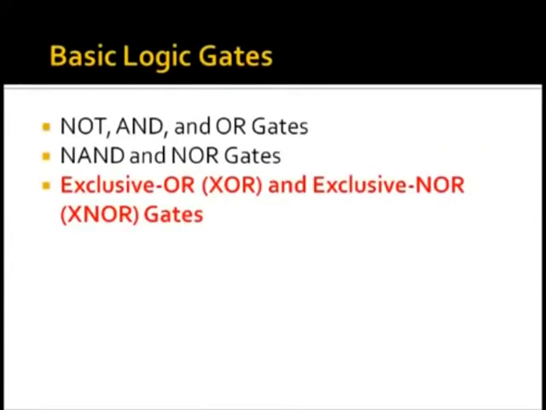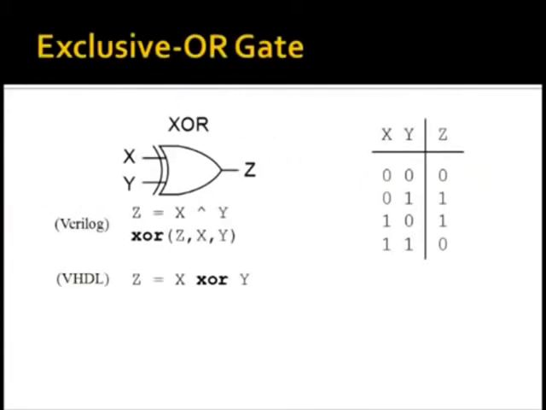Finally, let's look at exclusive OR and exclusive NOR gates. Here's the symbol for the exclusive OR gate. It looks like an OR gate, except it has this extra curved line in the front. The output of the exclusive OR is 1 if either input is 1 and the other is 0. It's 0 if both are 1 or both are 0. So it excludes the case where both inputs are 1.